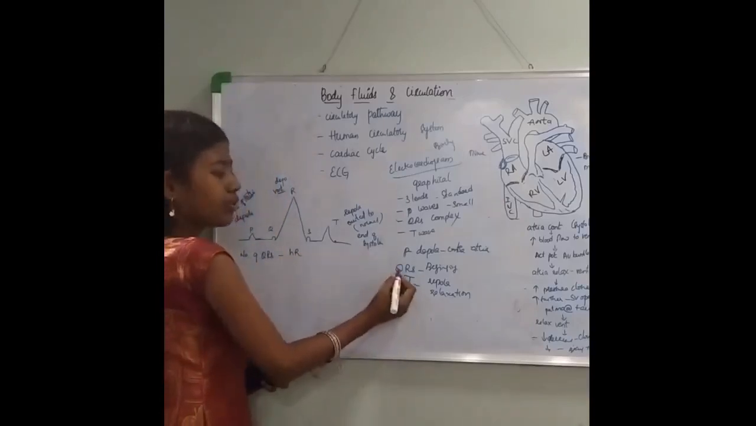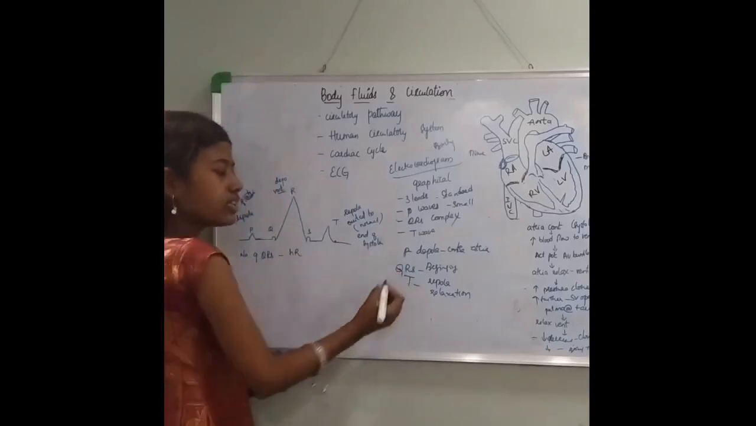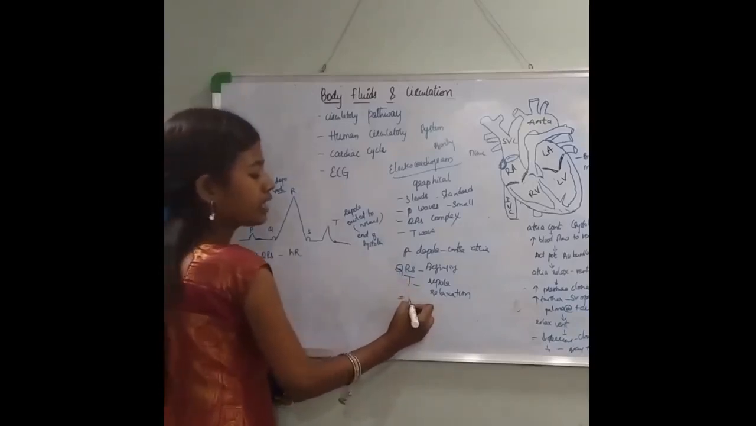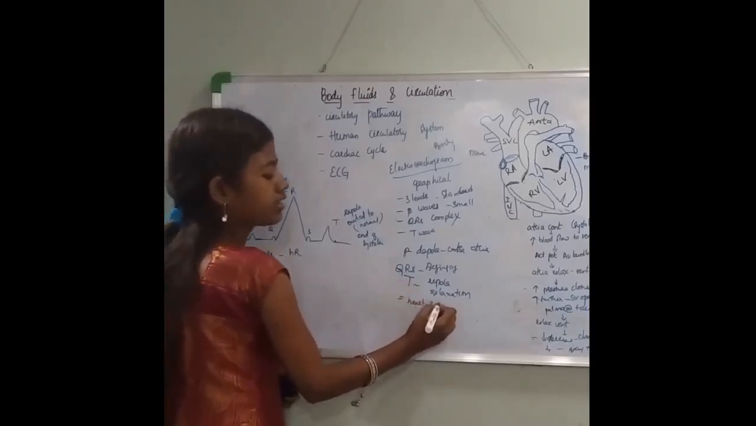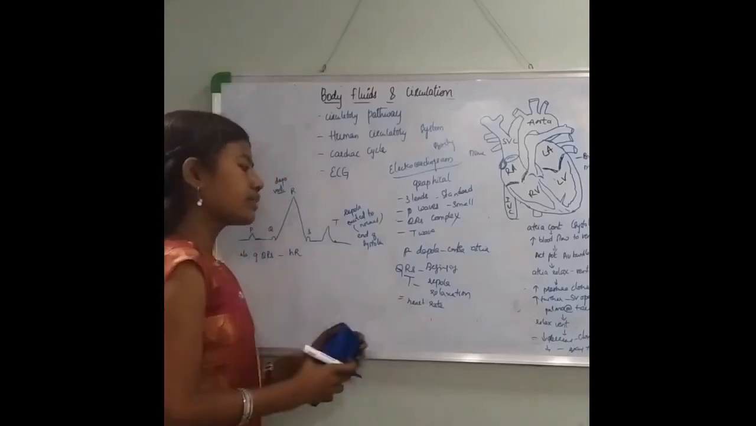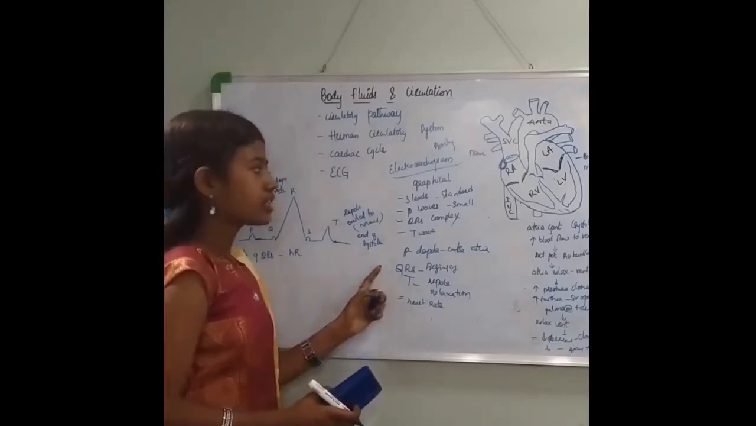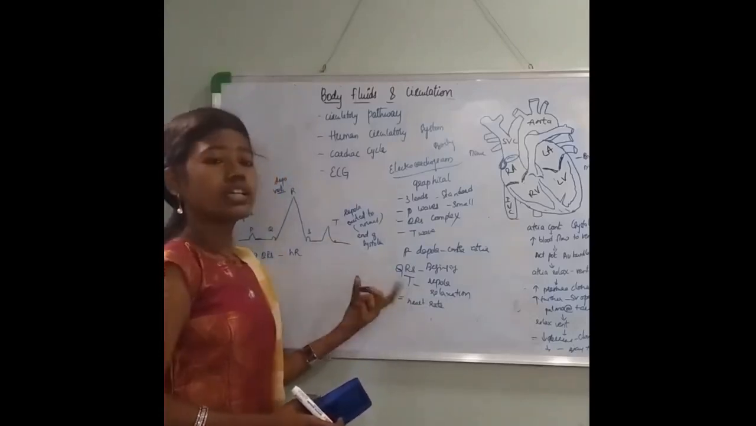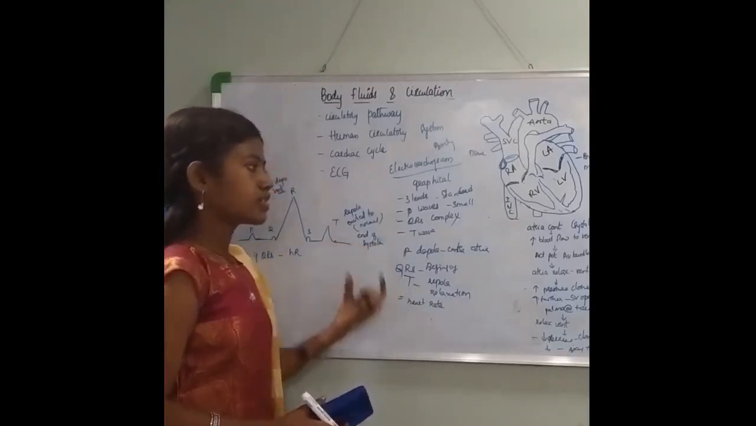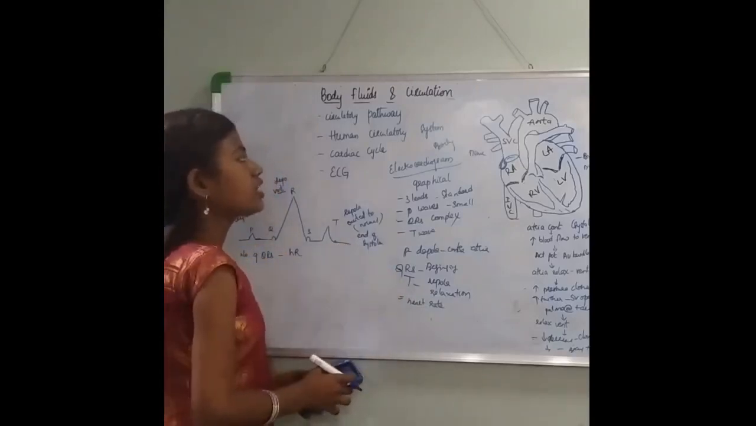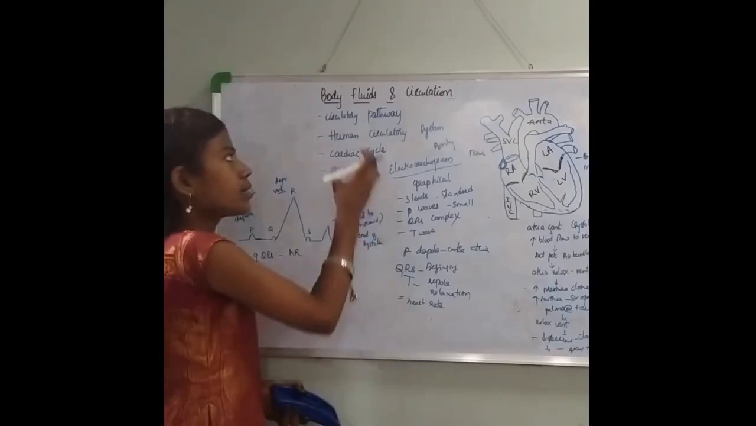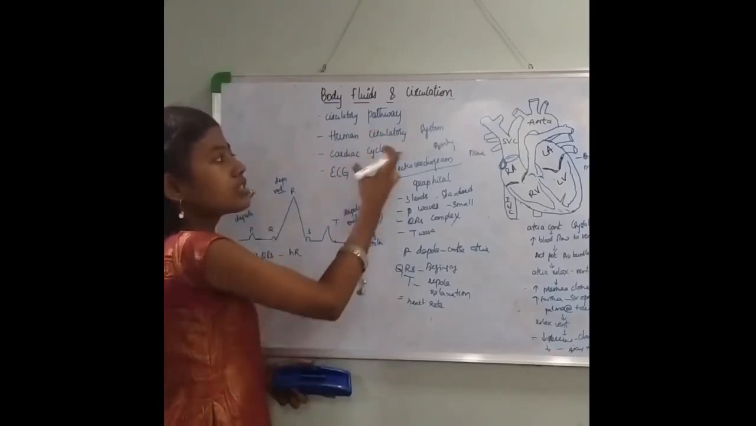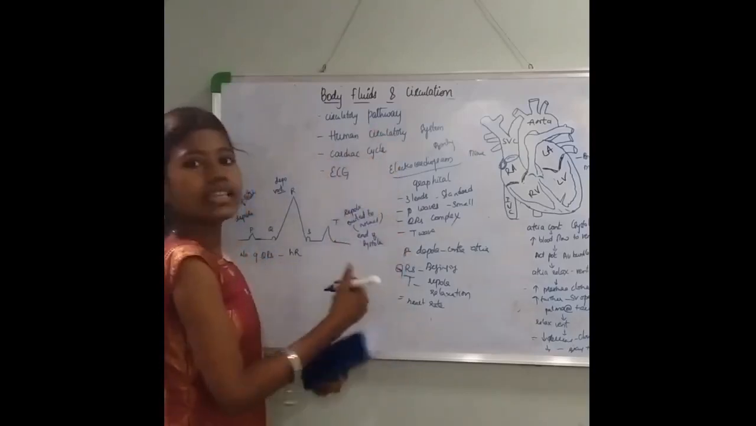Now the number of QRS waves will give you the heart rate. That is, the heart rate can be represented by the number of QRS waves. So this ECG is useful for various diagnostic purposes. So this is about the ECG. With this we have completed the human circulatory system, the cardiac cycle, and the ECG.